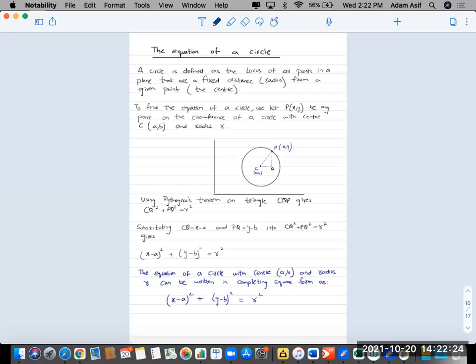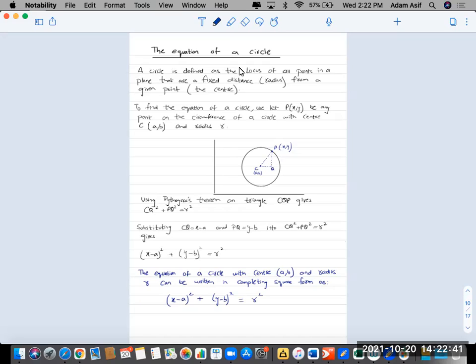We are going to be starting with the circle. Circle was recently added to your syllabus in 2020, and your syllabus has the equation of a circle. Now, to basically what a circle is, you guys remember doing loci in your O levels?